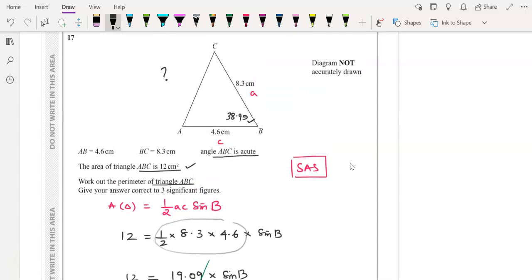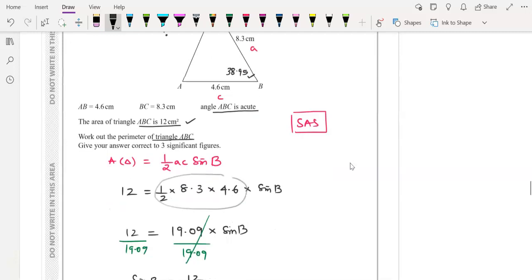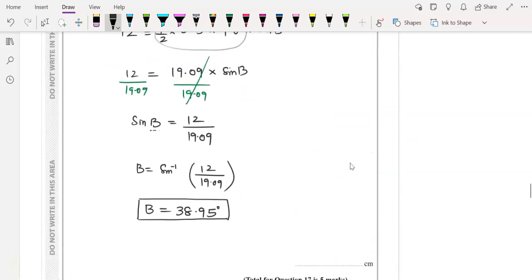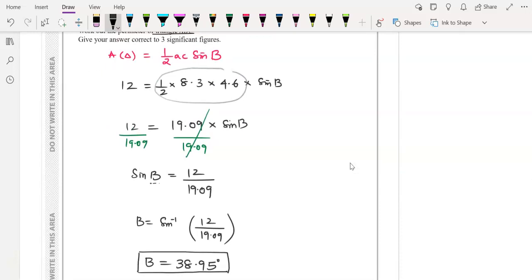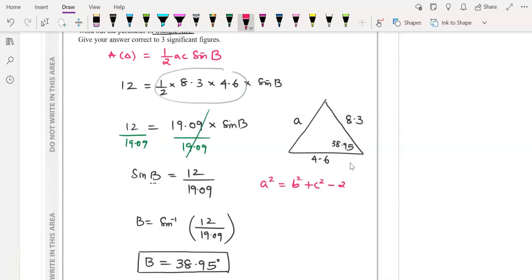Now it is SAS. I need to find side AC, so we can use cosine rule to get the value of length AC. So let's draw the triangle here. This side is 8.3, this is 4.6. We got the angle 38.95. So it is SAS. We can use SAS to find the opposite side. Name it as side A. The formula is A square equal to B square plus C square minus 2BC cosine of A.